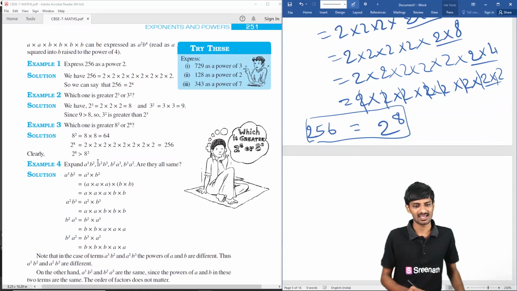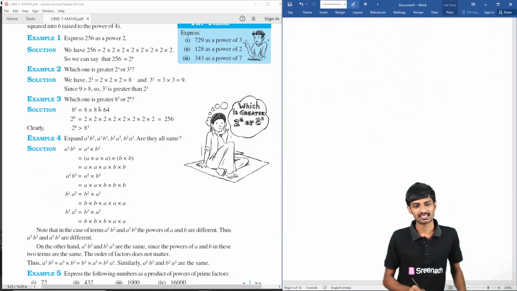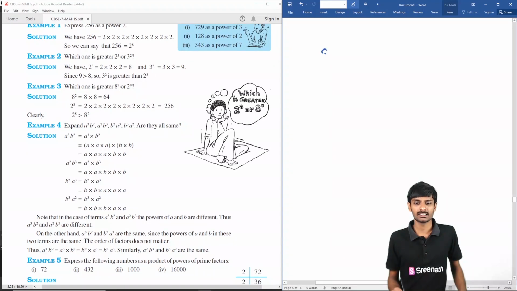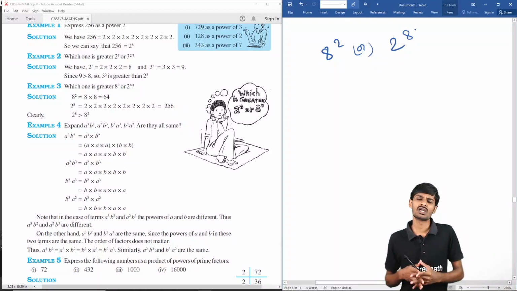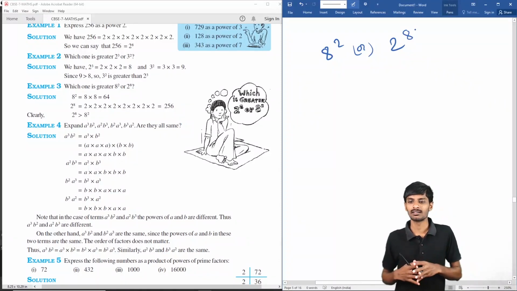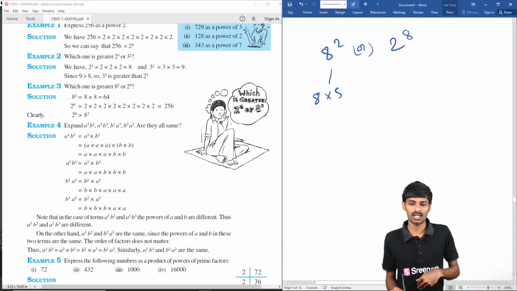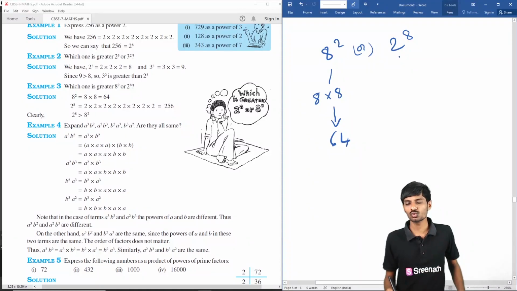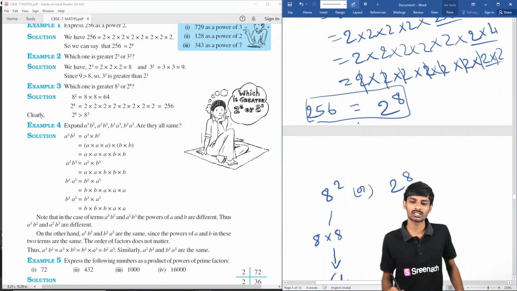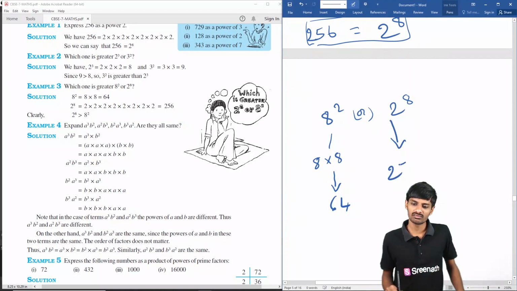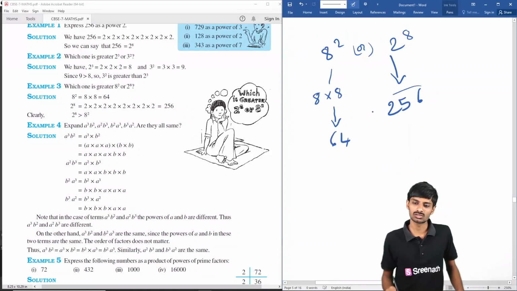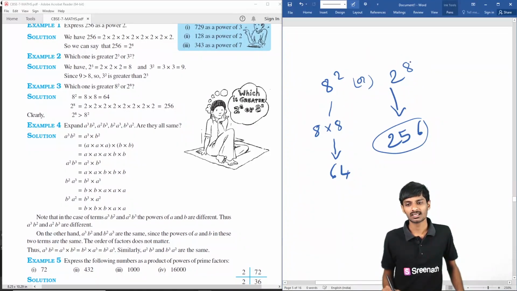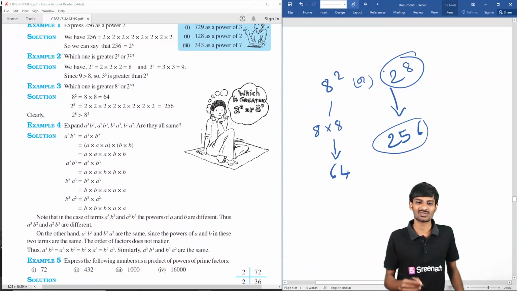Yes, that's it. So next, example 3. Which one is greater, 8 square or 2 power 8? Which is greater, students? If you want to know which is greater, we have to do the calculation. 8 square means 8 into 8. 8 8s are how much? It is 64 itself. But what about 2 power 8? Just now we have calculated 2 power 8 is 256. So which is greater, students? 256 is greater. Then 2 power 8 is greater, students. Okay.